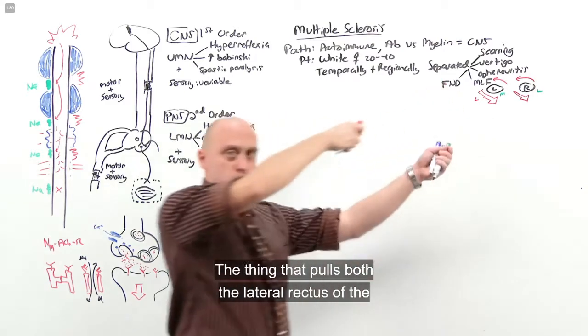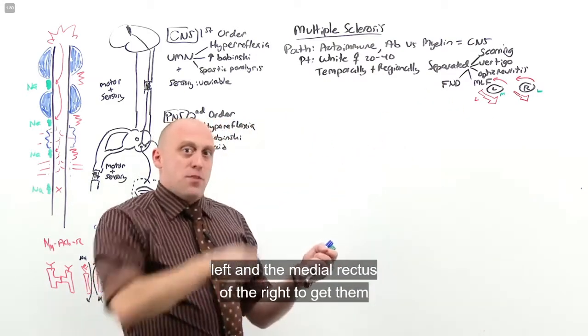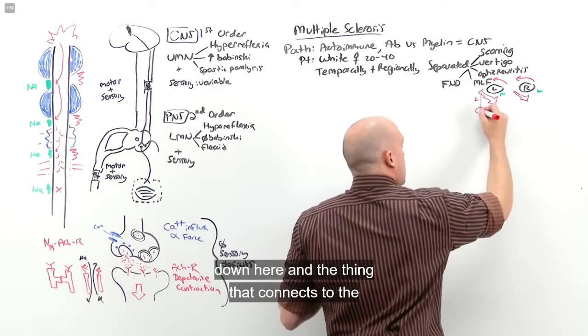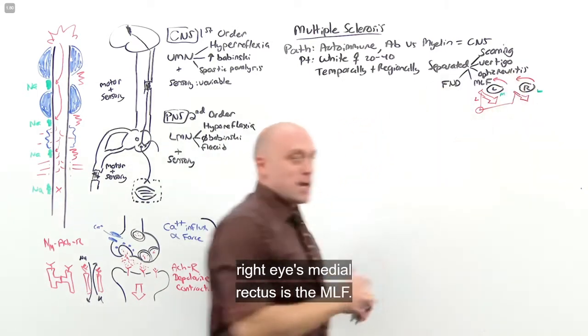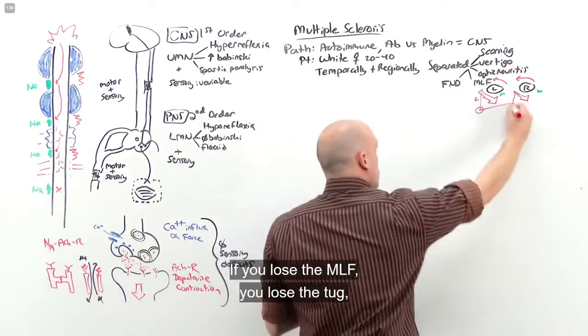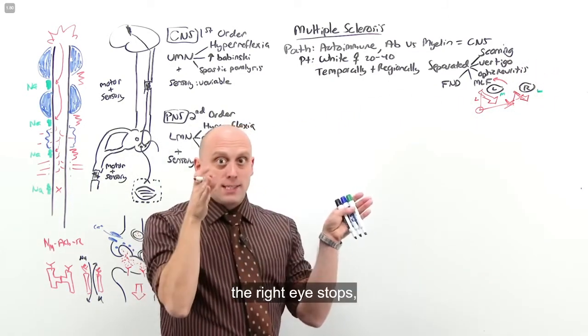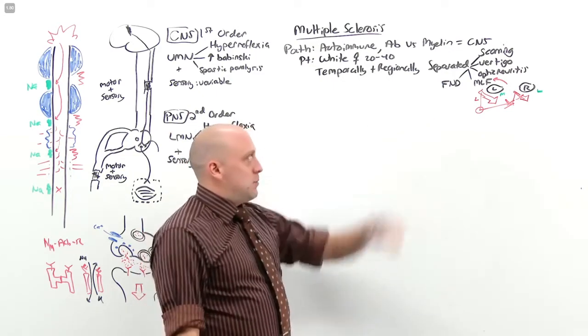Well, the thing that pulls both the lateral rectus of the left and the medial rectus of the right to get them to go to the same direction is one place down here. And the thing that connects to the right eye's medial rectus is the MLF. If you lose the MLF, you lose the tug. The right eye doesn't go, but the left eye does. The left eye crosses midline, right eye stops. That's going to cause blurry vision. That's the deal with the MLF.